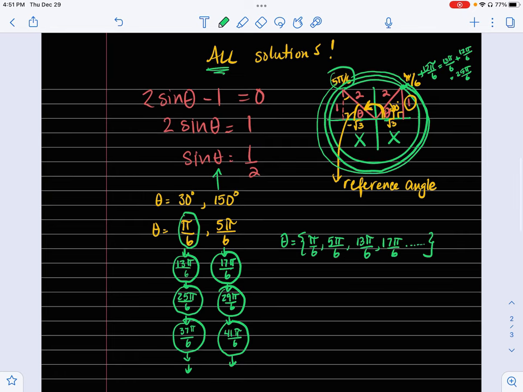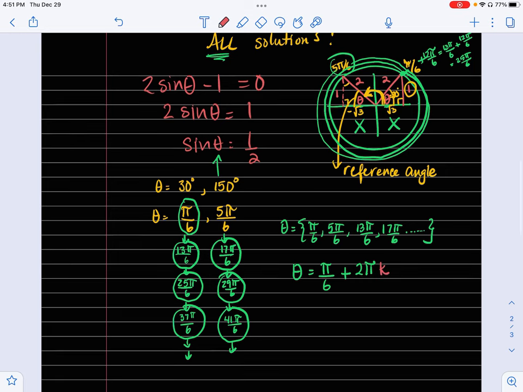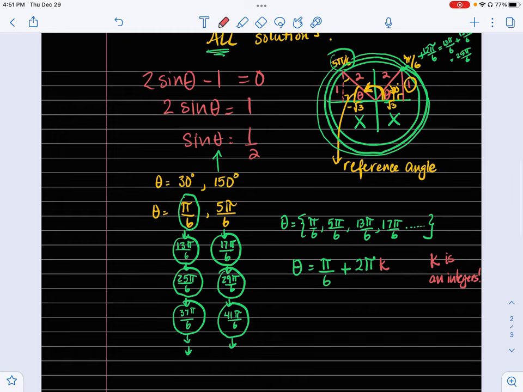Another way to write this is, pi over 6 was the first answer. The idea is that we're adding 2 pi over and over again. Per rotation, we're adding 2 pi. So instead of just writing 2 pi, I write down 2 pi k, where k represents an integer. K is an integer. What are integers again? The positive numbers, no decimals, no fractions, the positive and negative numbers. If I write it this way, then I have taken care of this entire set that I kept going on and on and on.